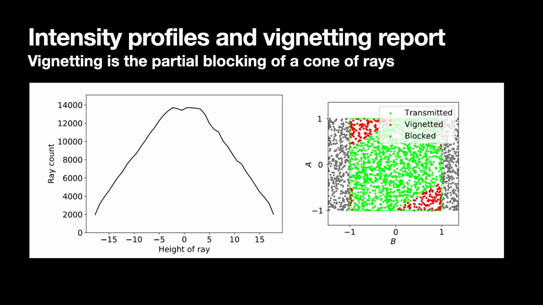I did not discuss the vignetting, but vignetting is the partial blocking of a cone of rays in the system and limits the efficiency of the system. So this is something the ray tracing module can give you.